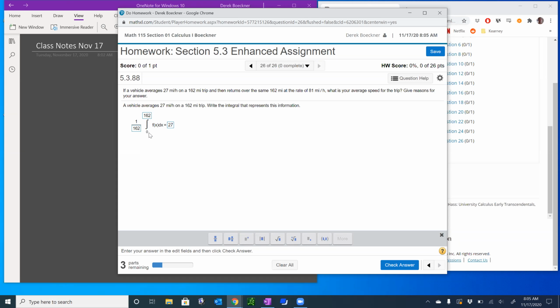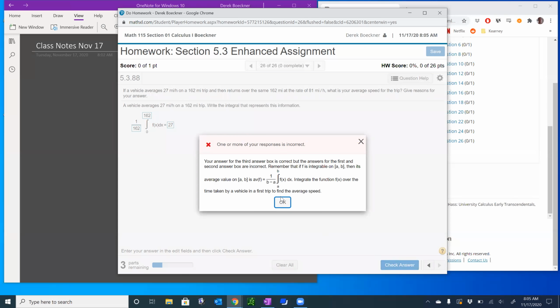But you're going from 0 to 162. That's how far the trip is. Your trip starts at 0 miles and ends at 162 miles. So you're going to divide by the length of the trip outside for your average function. It's going to go up to here, and you're going to get this. But it doesn't like that. Okay.